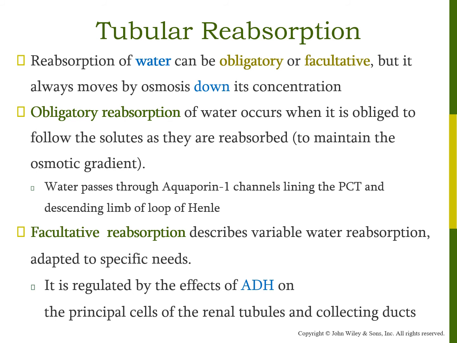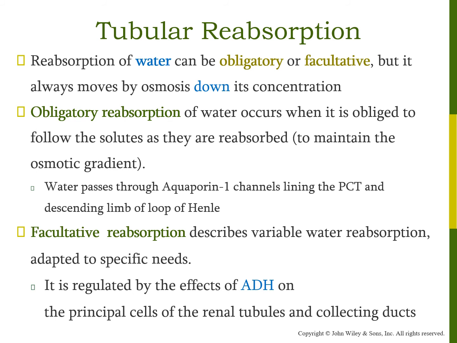and water will passively follow the gradient created by the reabsorption of solutes. This is due to the presence of aquaporin 1 channels in the cells of the proximal convoluted tubule and descending loop of Henle. So these are the two parts of the tubule where obligatory, essentially non-modified water reabsorption occurs. However, facultative reabsorption describes variable water reabsorption, which is adapted to the body's specific needs at the time.